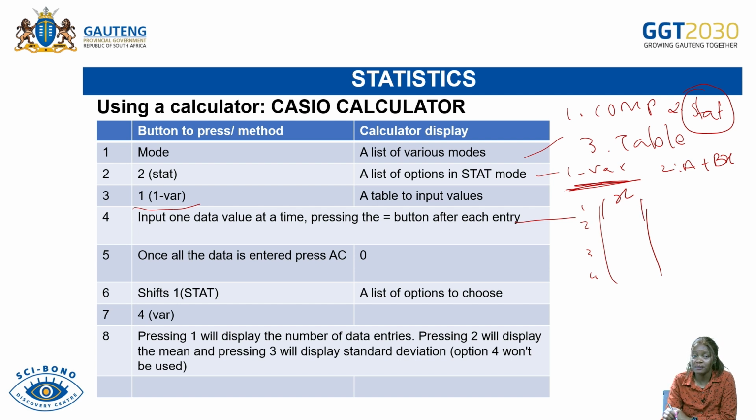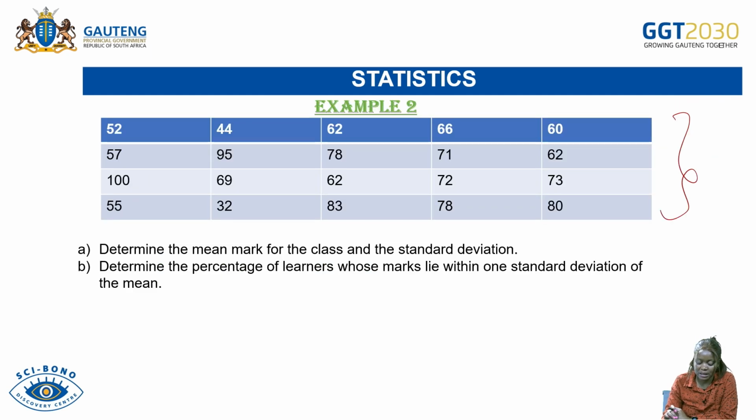So for you to enter your values, you enter your value. Let's say for instance you're entering 52, you'll type 52. Then to enter that value you need to press the equal sign. So let's go back to our data set. You enter the 52, you press equal sign so that it can enter in your calculator.